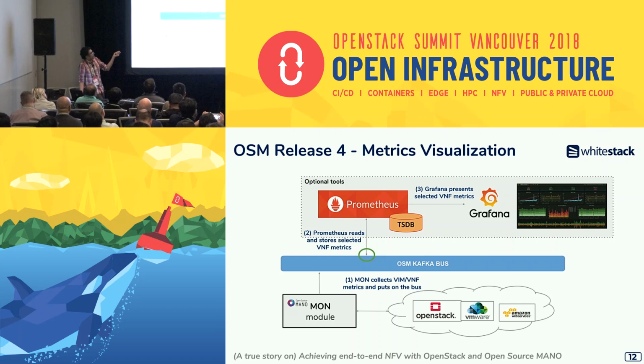Regarding the metrics visualization part, the monitoring module, what it's doing is taking the metrics from any VIM, from OpenStack, VMware, or Amazon, which are supported right now, and they put the metrics in the bus. So as an option, the community is offering this stack of Prometheus plus Grafana to see the metrics. But of course, if the community is targeting brownfields, this will remain optional because the operators can choose to plug a different set of tools.